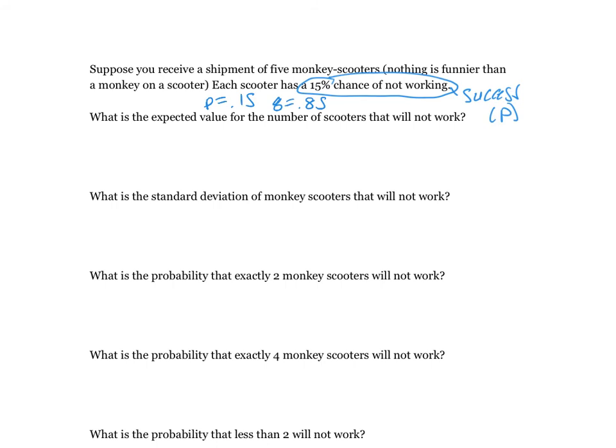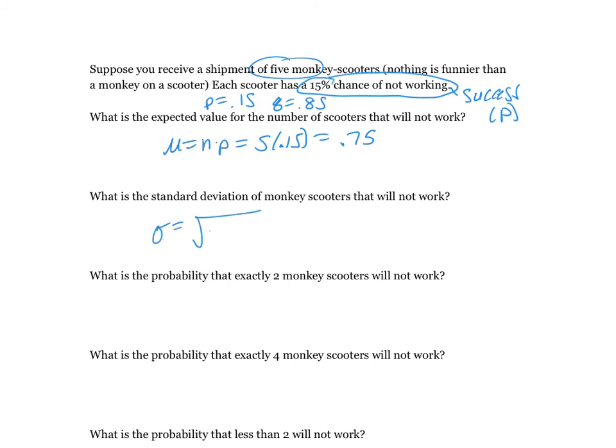So what is the expected number of scooters that will not work? Well, that's the mean, N times P. And they said we're buying 5 scooters. So it'll be 5 times 0.15, which is 0.75 scooters. So not quite 1 scooter on average. Okay? And remember what expected value means. It means in many, many trials, and many times we get a shipment of 5 monkey scooters, we'd average 0.75 scooters that don't work.